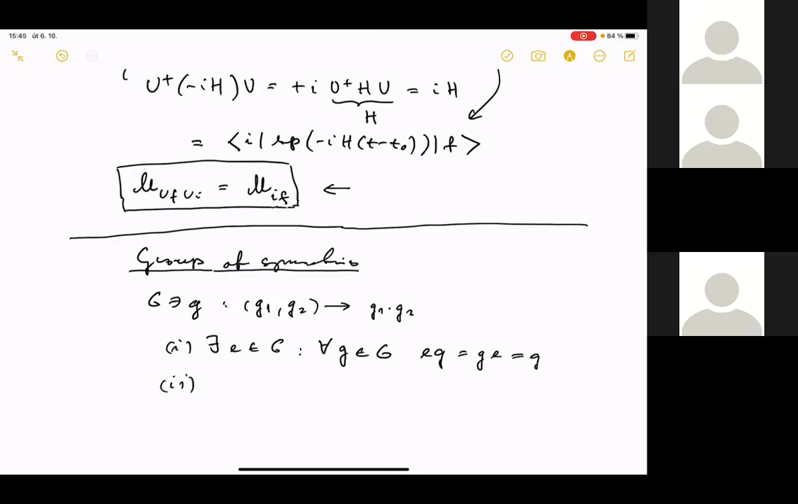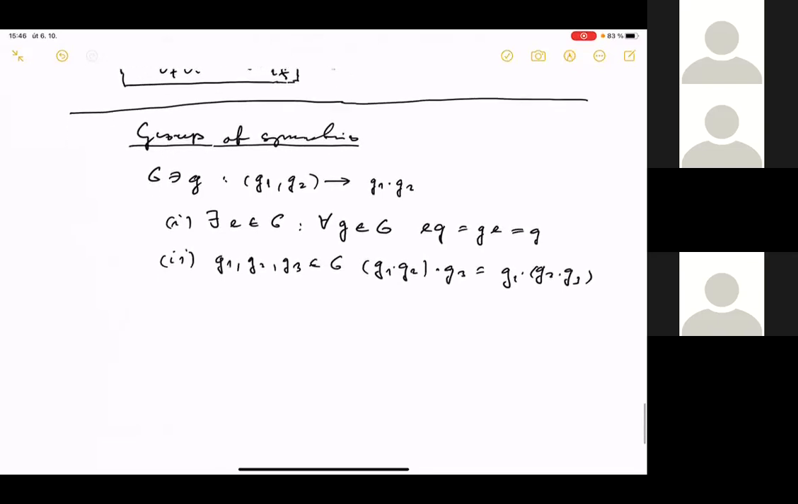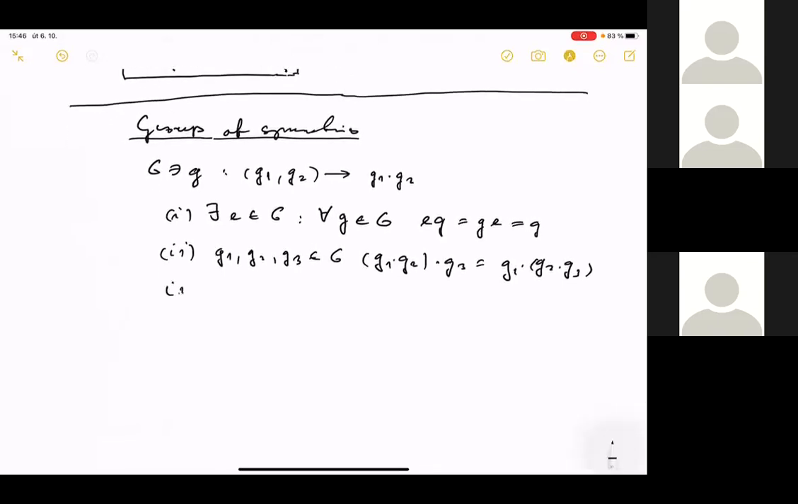The second property is associativity. That means if we have three elements G1, G2, G3 in G, we can calculate first G1 times G2 and then multiply by G3, or we can calculate first G2 times G3 and multiply it by G1, and the result is the same. And the last property is the existence of the inverse element. That means for every G, there exists an inverse element with the property that G times G to the minus 1 is G to the minus 1 times G, which is the unit element of the group.